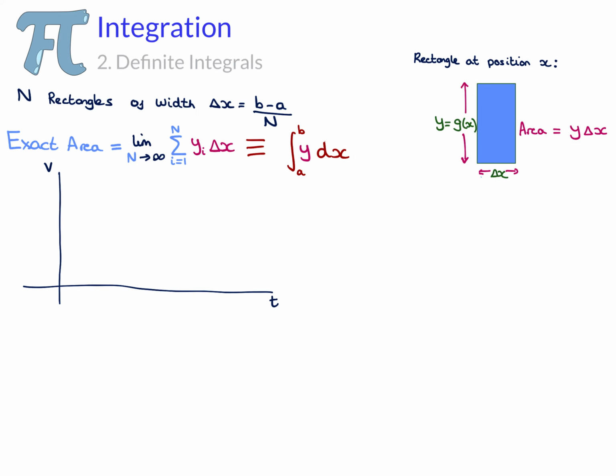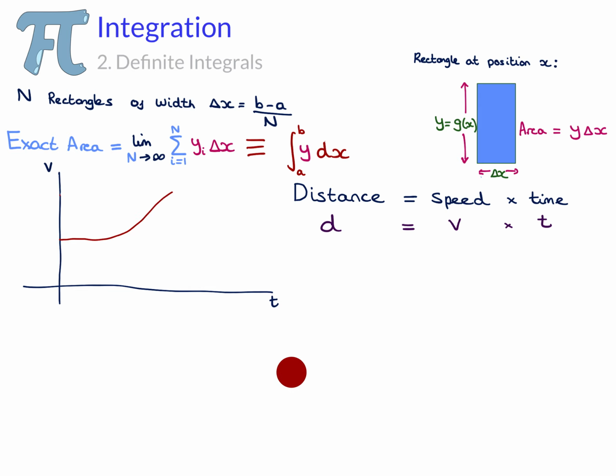Switching to a more real-world picture, let's look at the familiar formula distance is equal to speed multiplied by time. We have used this many times before in problems where an object is moving with a nice constant speed. But what about if this speed is changing over time? How can we calculate the total distance travelled between two times in this case?